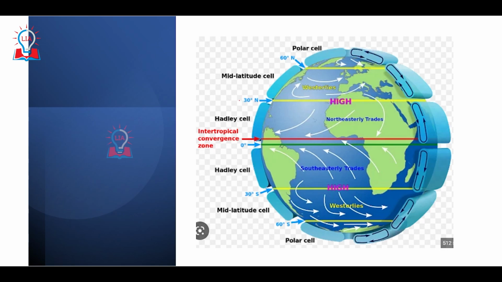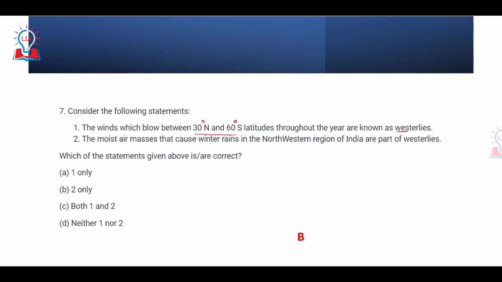But if we take into consideration the entire area from 30 degrees north to 60 degrees south, we can see we have a lot of winds. Westerlies are there, easterly trade winds are there, south easterly trade winds are there, and then westerlies are there. So it is not the westerlies alone, but rather we have several different winds that blow in this particular latitude. So obviously the first statement will be incorrect.